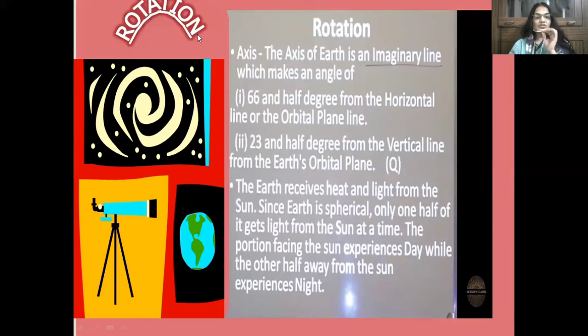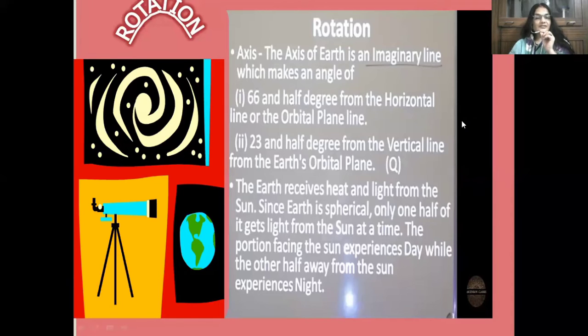Now we'll go through the rotation in detail. Rotation takes place on the axis. Students, what is the axis? The axis of the earth is an imaginary line which makes an angle of 66.5 degrees from the horizontal line or the orbital plane line, and 23.5 degrees from the vertical line to the earth's orbital plane.